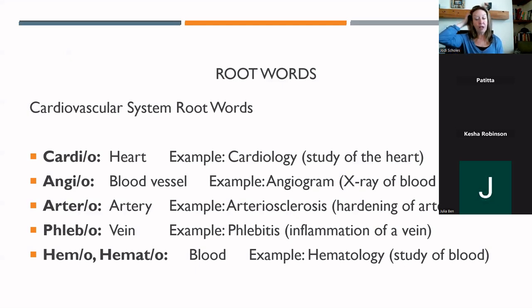Angio has to do with a blood vessel. As we looked at pathologies of the cardiovascular system, we learned that blood vessels are arteries, veins, and capillaries. And so angio is of the blood vessel. So an angiogram is an X-ray of the blood vessel. Sometimes you'll hear people say, oh, I have to go in for an angiogram. They're going to take a look if there are any blockages in the heart, usually.